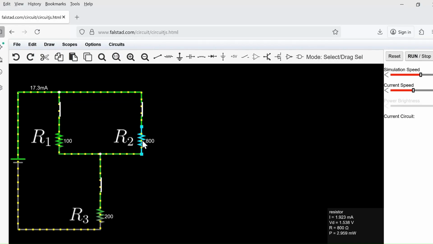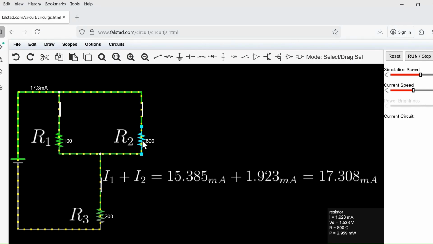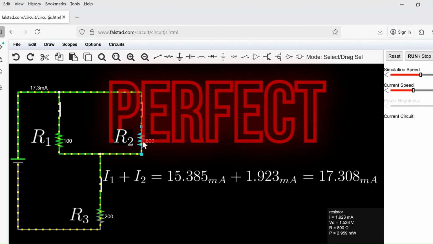Check. The sum of the currents through R1 and R2 equals the total current entering the parallel branch. I1 plus I2 is approximately 17.308 mA. Perfect.